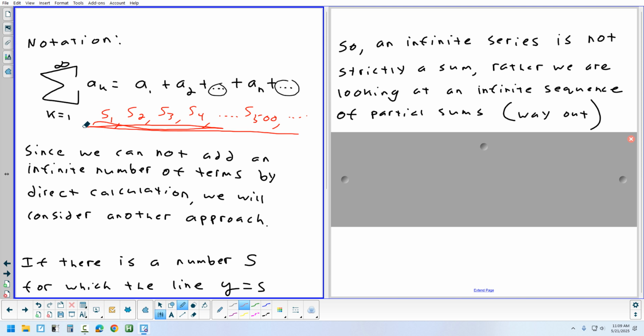So we're going to be looking at a sequence of partial sums, and we're just going to look at it way out, far out, and then that's going to tell us what it adds up to. Okay? So kind of looking at something that's like an asymptote.